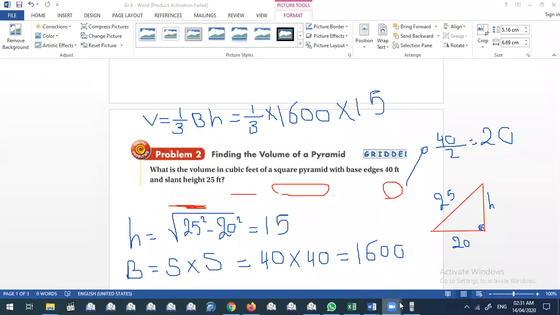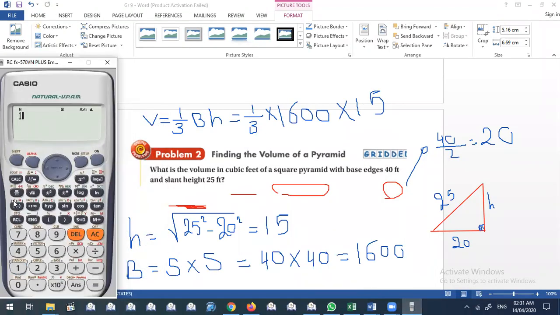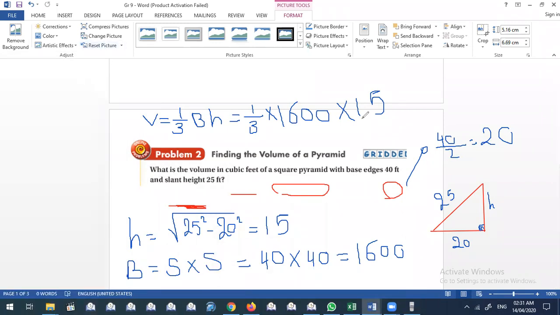Find the answer by using the calculator. A third times 1,600 times 15 equals 8,000. So the answer is 8,000 cubic feet. So if you don't have the height, you can use the slant height to find this height.